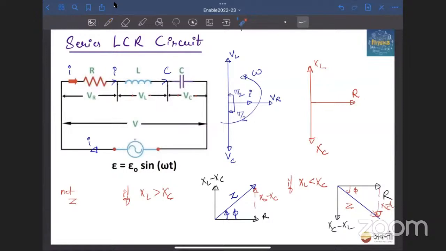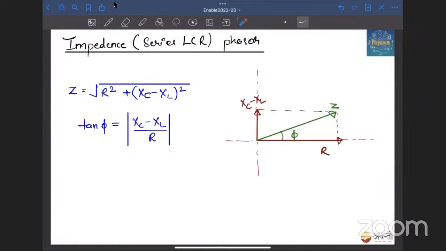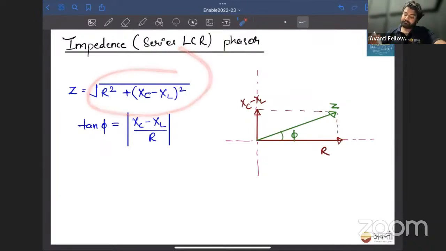Since the impedance Z is formed in this triangle, we can use Pythagoras. So we can say the square root of R square plus (XL minus XC) whole square is equal to Z. Simple. Here also, the same thing I have written. Z is equal to the resultant, the square root of R square plus (XL minus XC) whole square, right? And what is tan phi? Tan phi is (XL minus XC) upon R, that is perpendicular upon base, right? Clear? Please note it quickly.